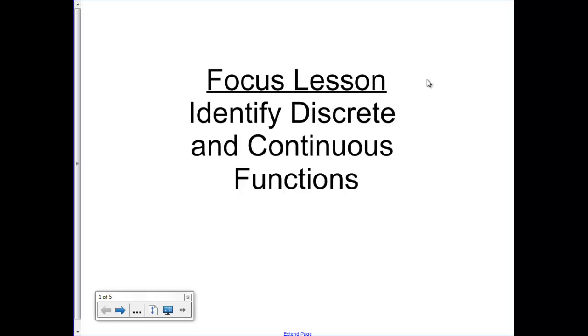Hello and welcome back. This will be a focus lesson on identifying discrete and continuous functions. There is a PDF available if you'd like to print it out and follow along.